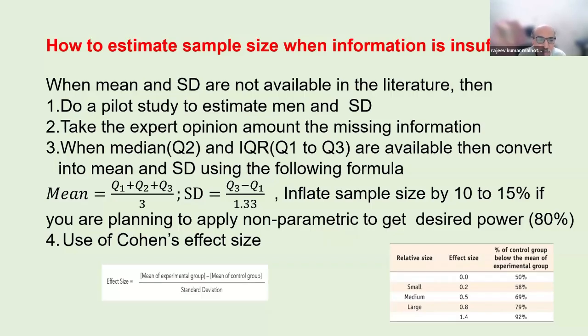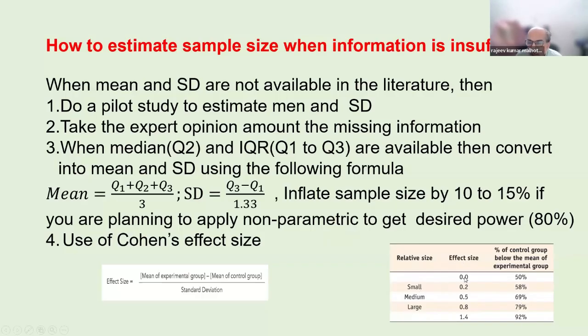Another option is that you use the Cohen effect size. There is a ready-made effect size available, called small, medium, large for different types of scenarios. If your effect size is 0.2 it is small, medium is 0.5, large is 0.8, and that is the percentage of the control group below the mean of the experimental group. So these are the values. If the effect size is 0, then there is 50% above, 50% below. These are the percentages there.